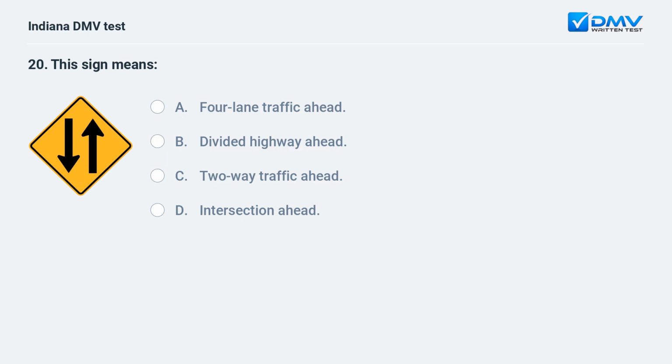This sign means: A. 4-lane traffic ahead. B. Divided highway ahead. C. 2-way traffic ahead. D. Intersection ahead. The answer is C. 2-way traffic ahead. This sign warns of 2-way traffic ahead.